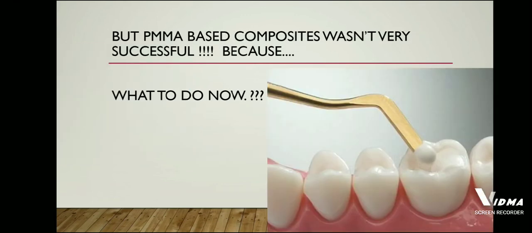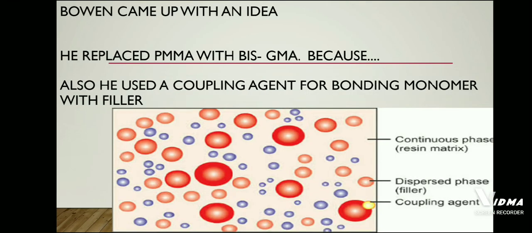Now we made these PMMA based composites, but they weren't very successful. Why was it not successful? Because this filler particle silica was not able to bond with the resin. So defects developed which led to leakage, staining and poor wear resistance. These were the problems, and that is why the PMMA based composites were not working as well.